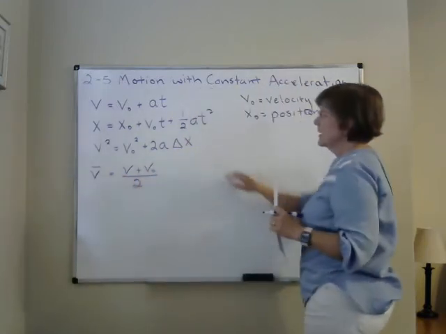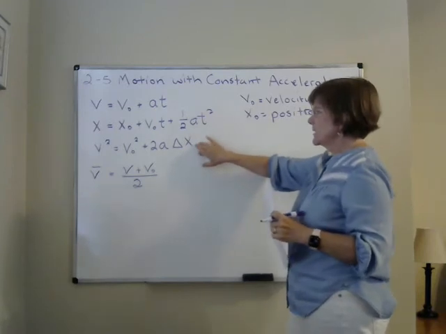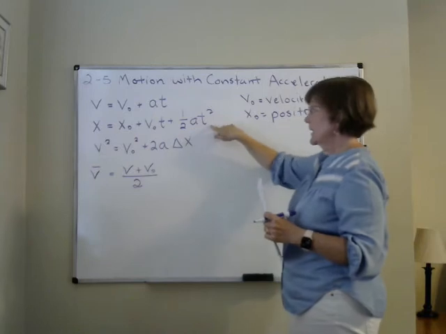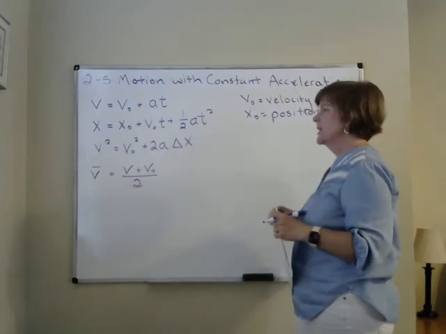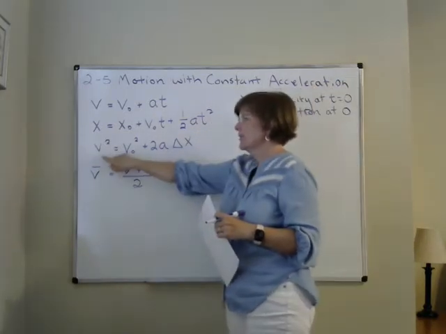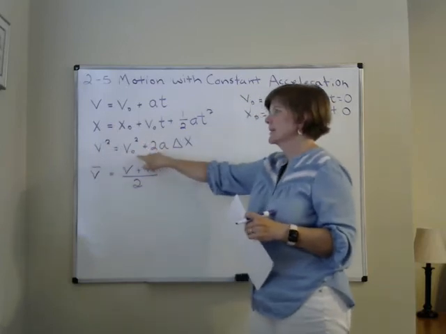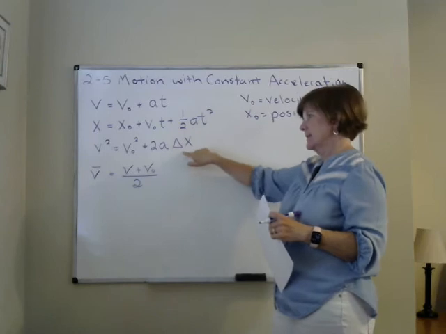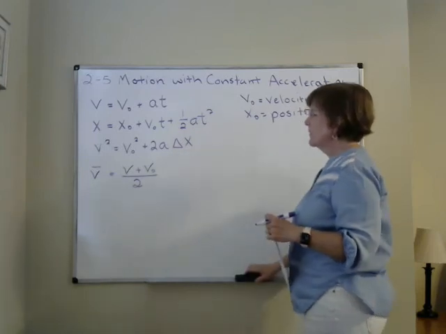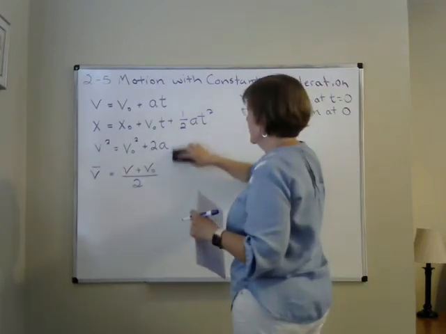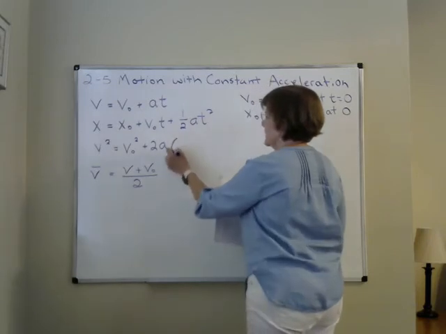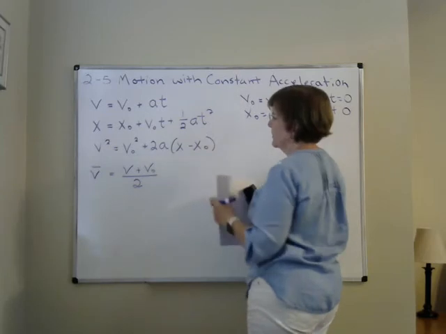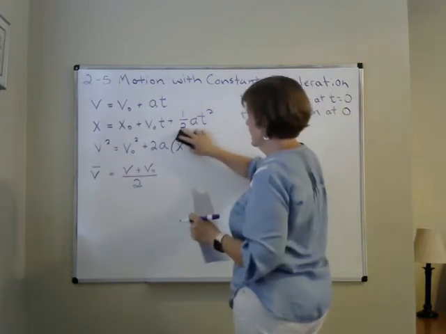This second equation was found by solving this first one for t and substituting it in and then doing a little rearranging. But it simply says the square of the final velocity is the initial velocity squared plus 2 times the acceleration times the displacement. Another way you could have written that, remember displacement could have been written as x minus x0. But we usually just write it as displacement.